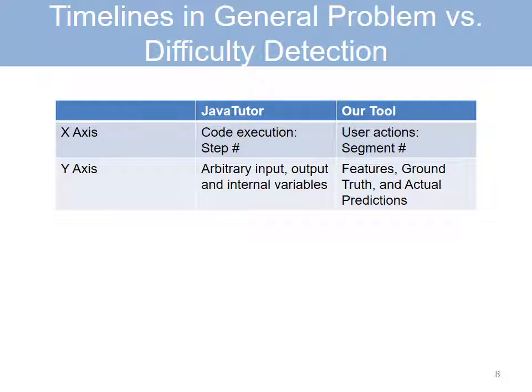And what we've done, we also have a timeline with an x-axis and a y-axis. In JavaTutor, each code step corresponds to a value on the x-axis, and the y-axis shows all the variables and their values. In our case, the x-axis corresponds to segment number when a new segment was input by the user, and the y-axis shows you the input features, the input ground truth, and output actual predictions.